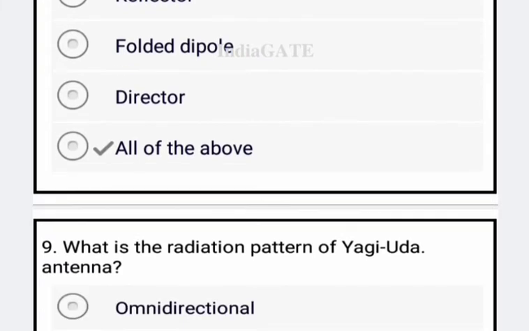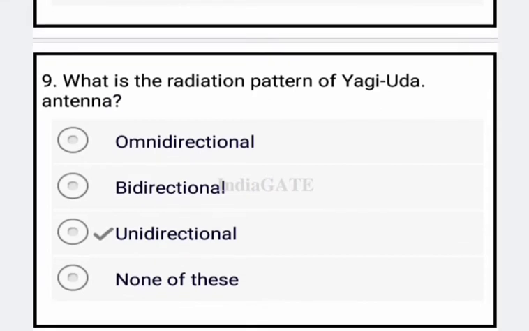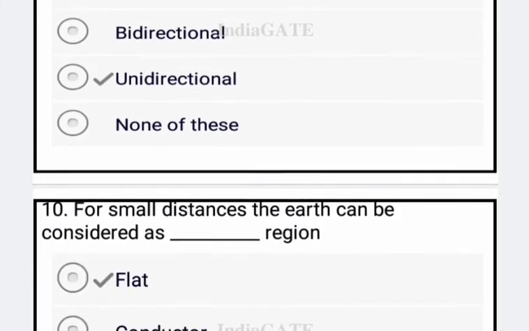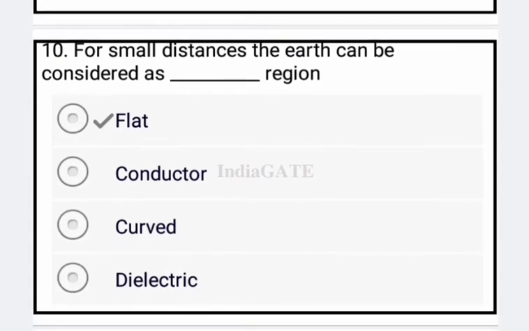Now come to the next question. What is the radiation pattern of the Yagi-Uda antenna? So the correct answer is it is unidirectional. So option C is your correct answer. Now come to the next question. For a small distance, the earth can be considered as a dash region. So it is considered as a flat region. So option A is your correct answer.